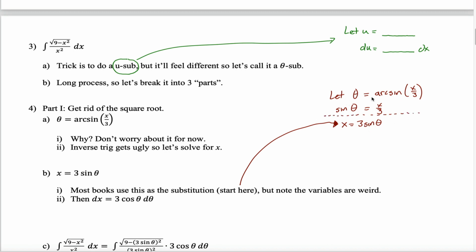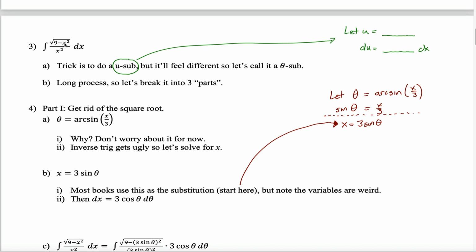The stuff above this dotted line, think about it as optional. You're certainly welcome to start right here. Most books do. But maybe it's a little bit less confusing if I show you the steps above the dotted line. We now know what x is equal to in terms of theta. So if you're thinking about this integral, we'll be able to get rid of this x and this x. But what about this dx?